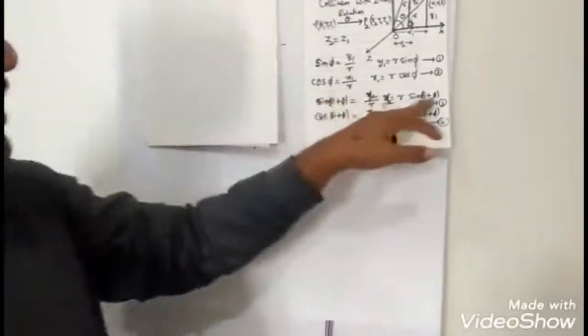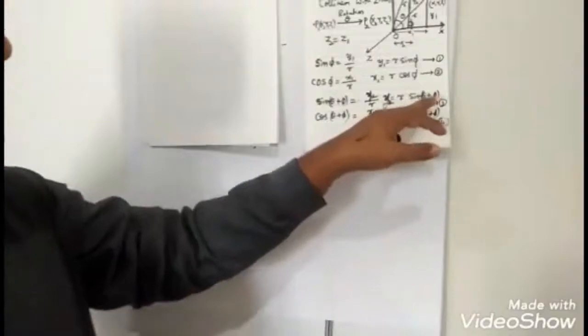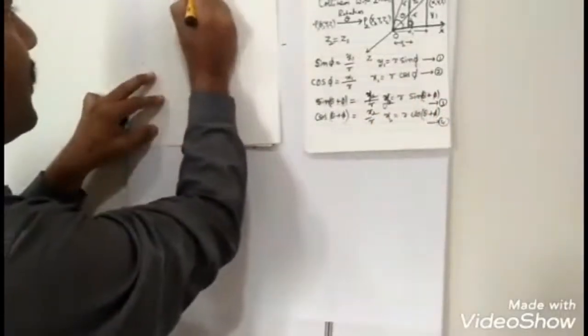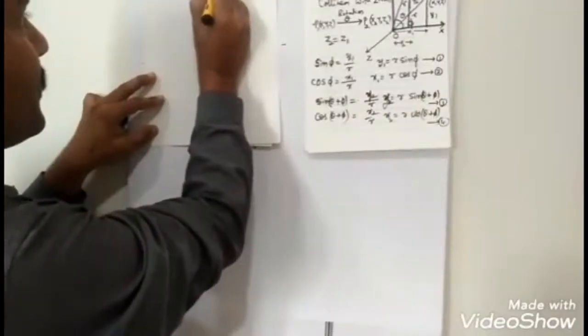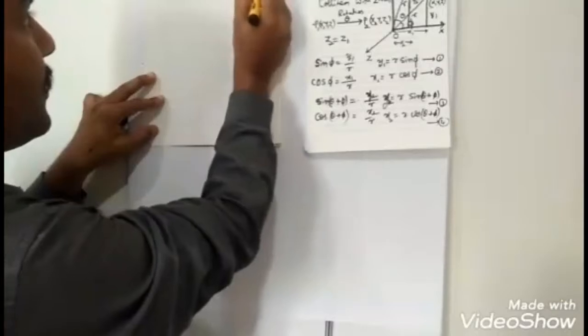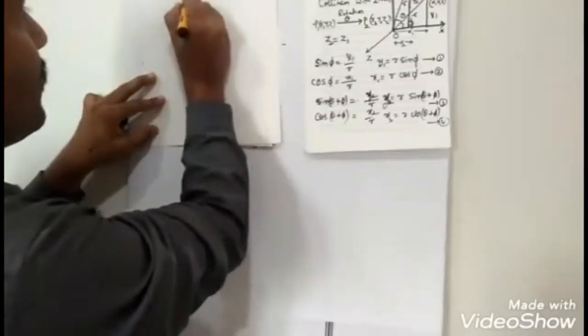According to the mathematical relation, sin(theta plus pi) is equal to sin theta cos pi plus cos theta sin pi. So r is common. You put r sin theta cos pi plus r cos theta sin pi. Now you know the value of r cos pi. What is r cos pi? R cos pi is equal to x1.